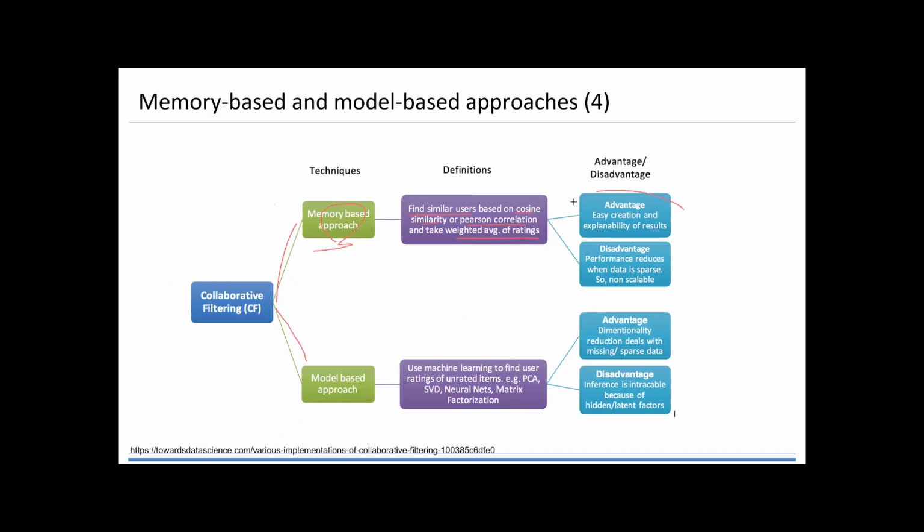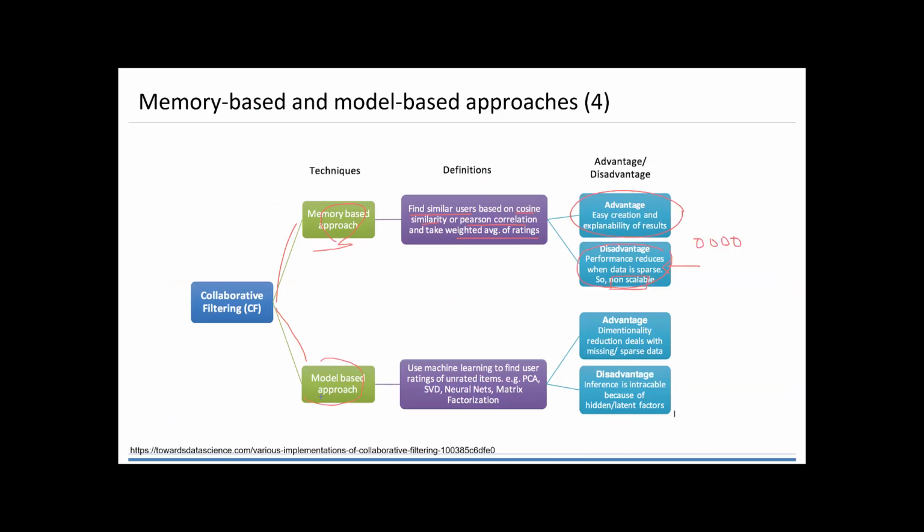The advantage is easy creation and explainability. But the disadvantage is that the performance reduces when the data is sparse. Okay? Sparse means there are so many zeros, so the performance will decrease. And we can say it is non-scalable. If we have a lot of users and a lot of items, then it is not scalable.